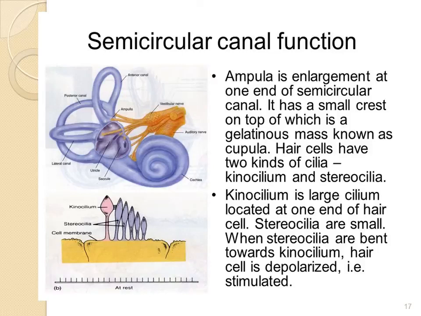Now, what is the cupula? The cupula has hair cells with 2 kinds of cilia: stereocilia and kinocilium. Kinocilia, you can see in the picture, are a large cilium located at one end of the hair cell, while the stereocilia are smaller than the kinocilia. So the kinocilium is a large cilium located at the end of the hair cell, while the stereocilia are shorter than the kinocilium.